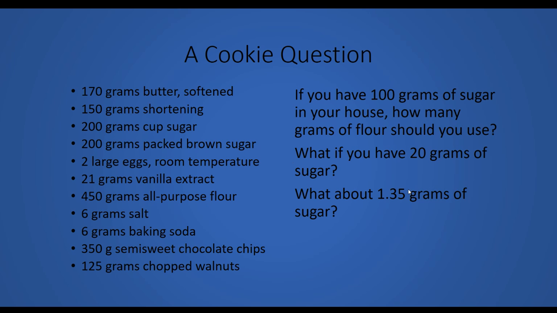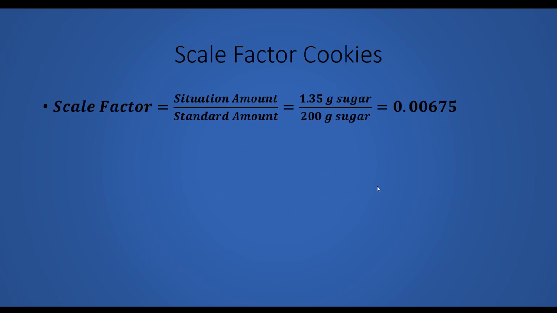What about 1.35 grams of sugar? Okay, so I can't do this one in my head, guys. We're going to go ahead and apply our scale factor approach. Scale factor is situation amount over standard. Remember, we prefer to sit over stand. 1.35 grams of sugar is the situation divided by the standard 200 grams of sugar. Grams of sugar cancel, so our scale factor is just a number.